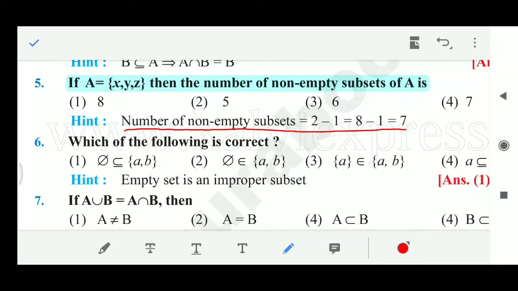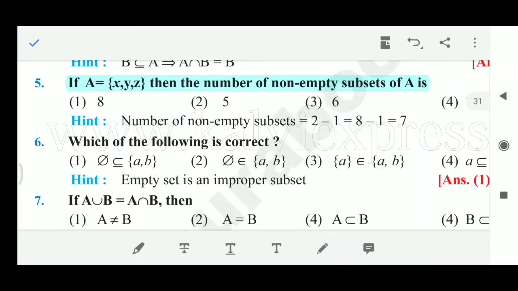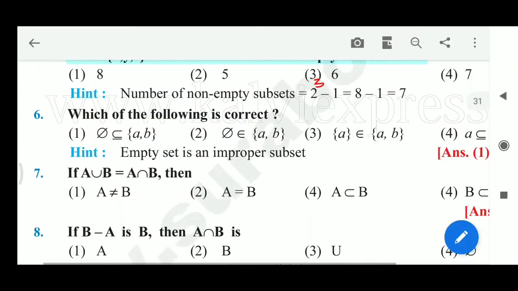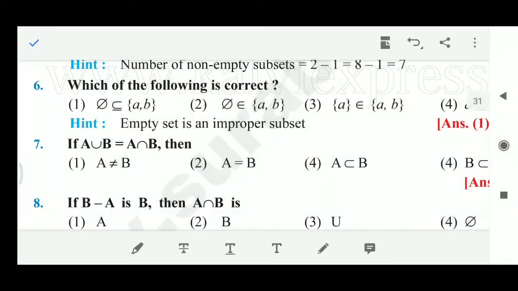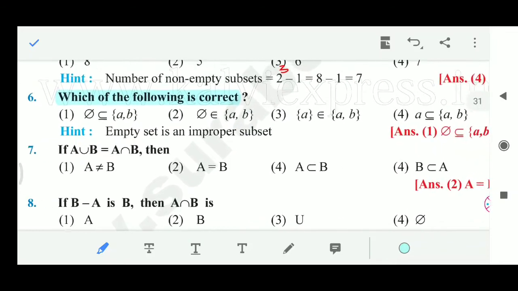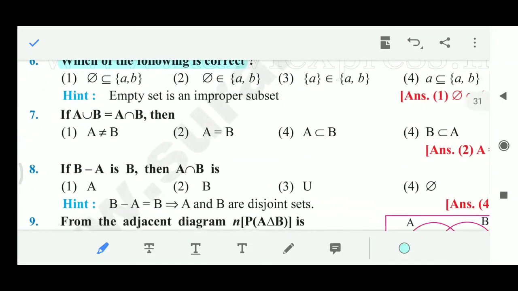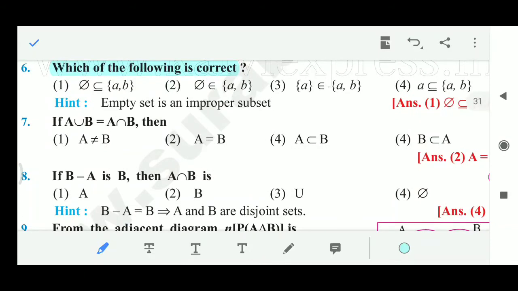The next one: which of the following is correct? The first option, null set is a subset of {A, B}. Null set belongs to {A, B}. A belongs to {A, B}, and A is a proper subset of {A, B}. So the empty set is an improper subset. So the answer is option A. So the empty subset is an improper subset. So the first option, null set is an improper subset of {A, B}.